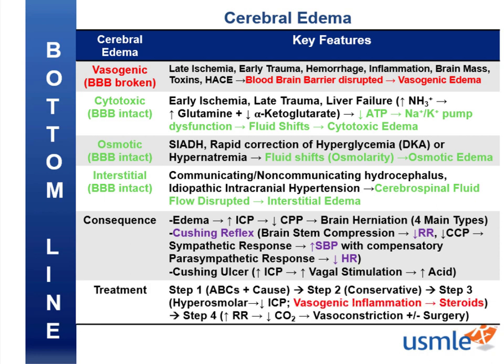Lastly, cerebral edema can be treated in a stepwise manner with ABCs in identifying and treating the cause being central in step 1, followed by conservative methods such as head elevation in step 2, with step 3 involving medical therapy such as hyperosmolar agents to reduce intracranial pressure via osmotic flow, and steroids if the cause of edema is vasogenic and has an inflammatory component. Step 4 is utilized when all else fails and involves hyperventilation to reduce CO2, which causes cerebral vasoconstriction to reduce intracranial pressure and/or bridge the person to surgery.